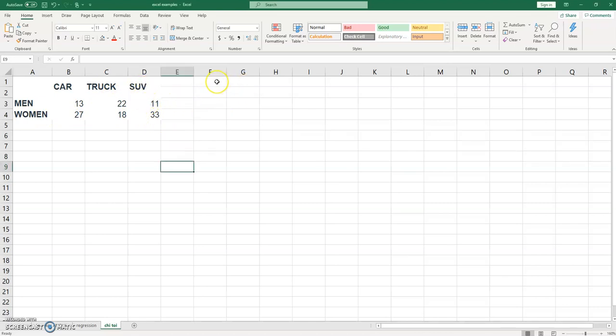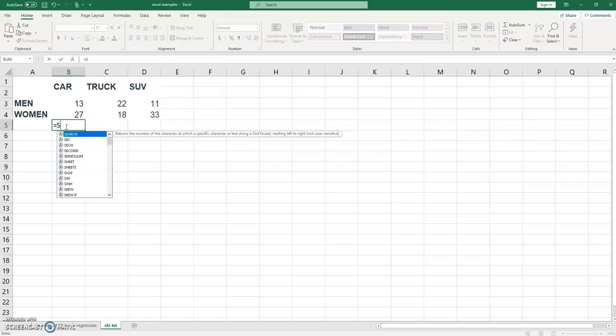So the first thing we need to do is figure out what our expected values would be, because chi-square is the sum of the observed minus expected squared over the expected. We're going to use this process to put together those expected values. To do this, the first thing we need is the column and row totals and then the grand total for the table.